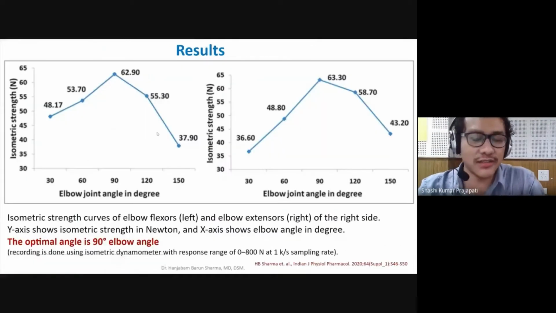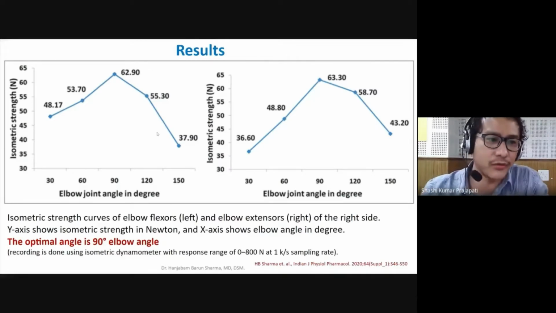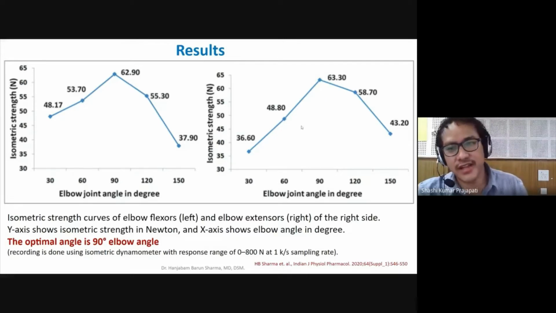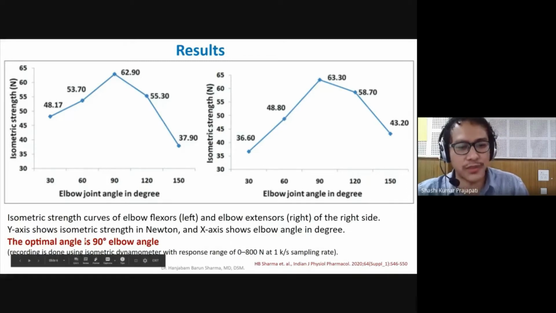So this was the result which was published in the paper, which you can see: the isometric strength curve with the joint angle in degrees. This is for the elbow flexors and elbow extensors. We can see that they follow a particular inverted U-shaped curve, and the angle where the maximum isometric strength was recorded is also known as the optimum angle. The optimum angle here in this case, for both flexion and extension, is approximately 90 degrees.